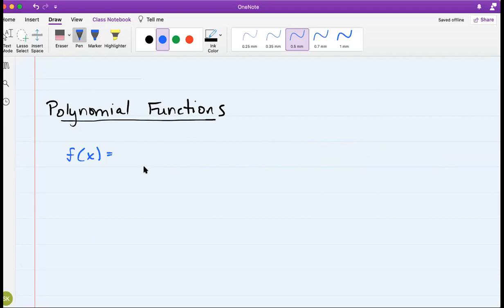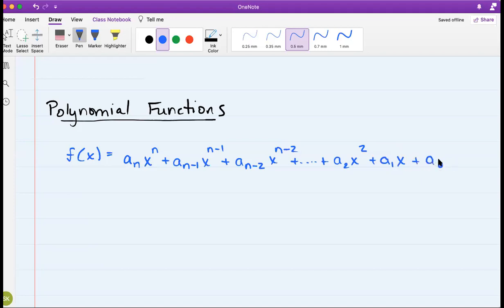A polynomial function is a function that takes this form. f of x is equal to a sub n times x to the power n plus a sub n minus 1 times x to the power n minus 1, and so on, plus a sub 2 x to the power 2 plus a sub 1 x to the power 1 plus a sub 0. So this is a constant term where x is to the power 0.